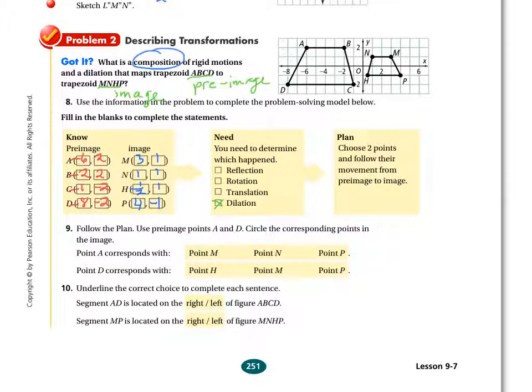So there's your ordered pairs. And then it's important to note, I want to look at A and I want to look at M. You want to choose one set of corresponding points and you want to analyze them. And that's what they're going to walk you through next.